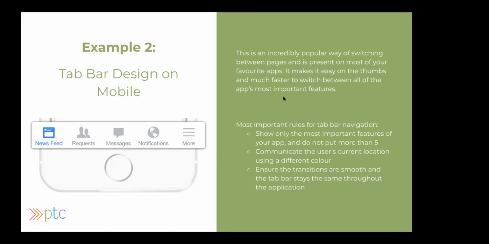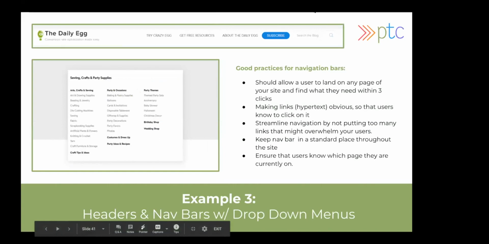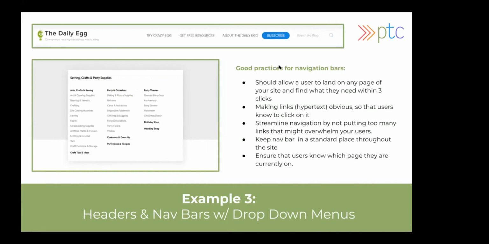Now let's move on to our third example of navigation design, headers and navigation bars with drop-down menus. On the slide, we have listed a few good practices for navigation bars. The navigation bar should allow a user to land on any page of the site and find exactly what they need within 3 clicks. You should make links or hypertext obvious so that the user knows to click on it. Streamline navigation by not putting too many links that might overwhelm your users. You should keep the navigation bar in a standard place throughout the site.